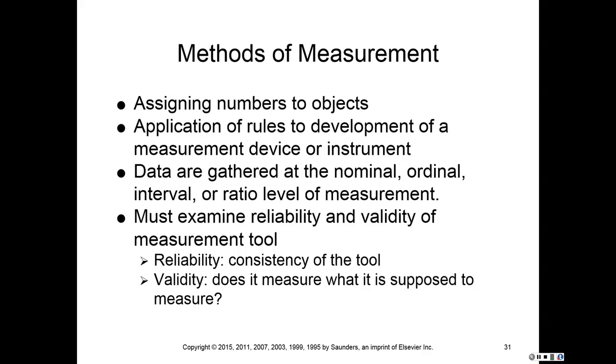Data are gathered at different levels of measurement: nominal, ordinal, interval, and ratio. You have to examine the reliability and the validity of the measurement tool. So make sure you know the difference between reliability and validity. Reliability refers to the consistency of the tool to get the same results over and over again. Validity: does it measure what it is supposed to measure?